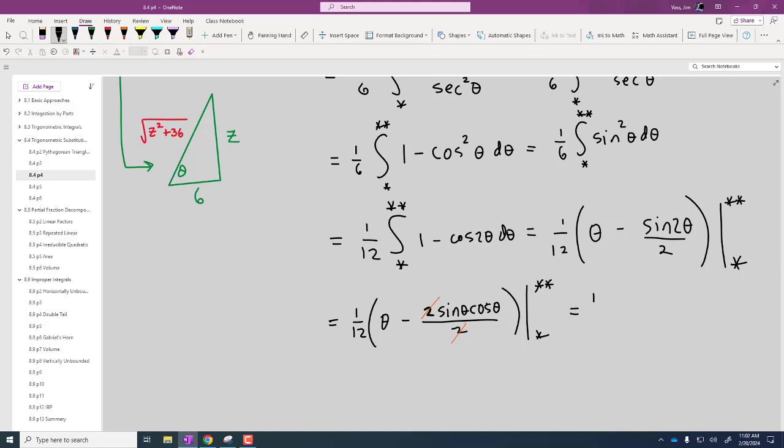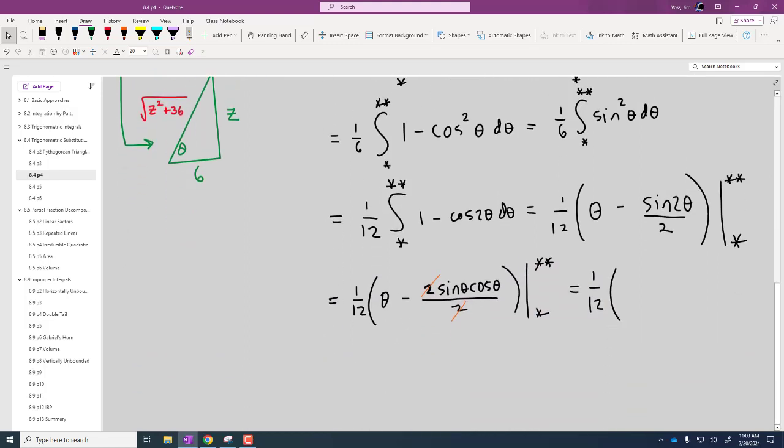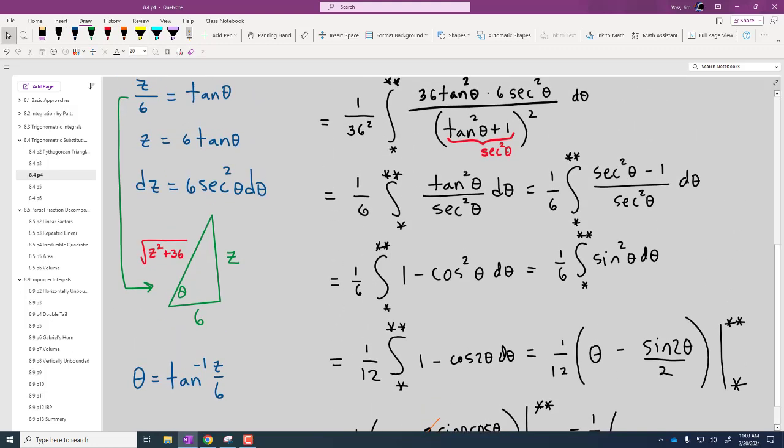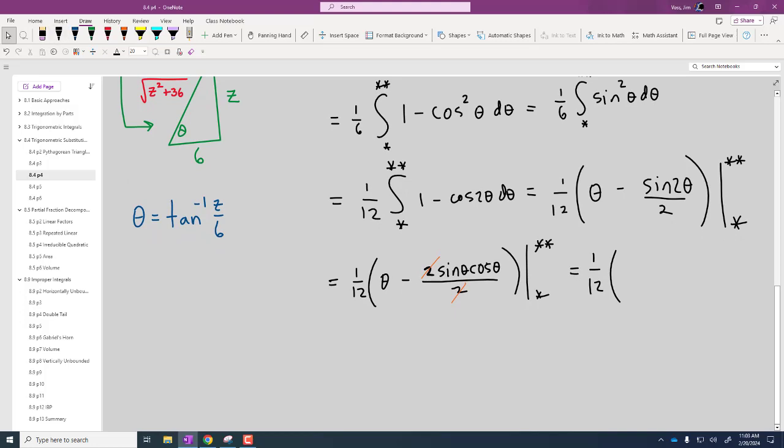So we will have 1/12. If you look at your original, that's how you isolate theta. You inverse tangent both sides. So theta will be the inverse tangent of z over 6. Everybody okay with that? So we inverse tangent both sides, leaving us just theta on the right-hand side. And now we can plug and chug.